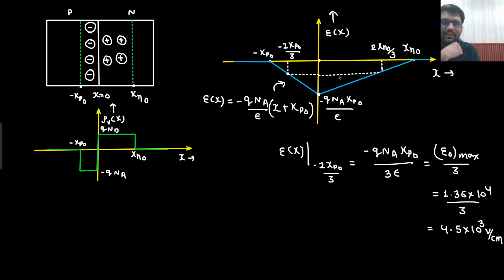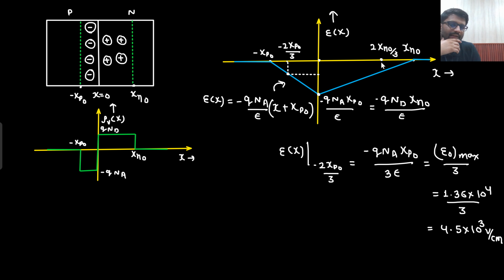Okay, wait a second. I don't think the same answer would come out. We need to find out at 2x naught by 3, right? So this would actually be equal to q n d x naught by 3 as well. Yeah, the same answer would come out actually. This value is q by epsilon. Now n a xp naught could be replaced with n d x naught, right?